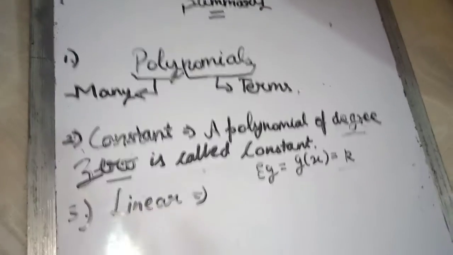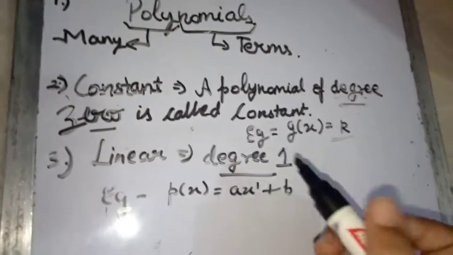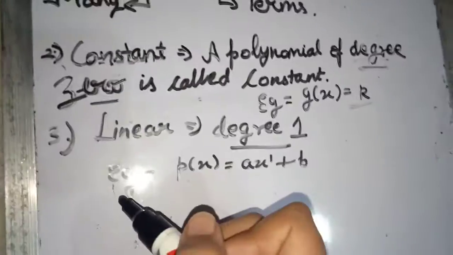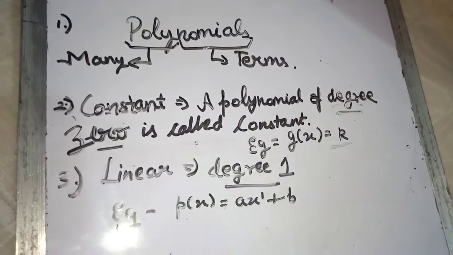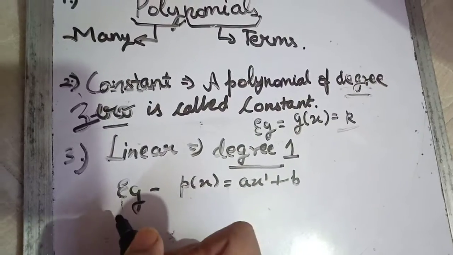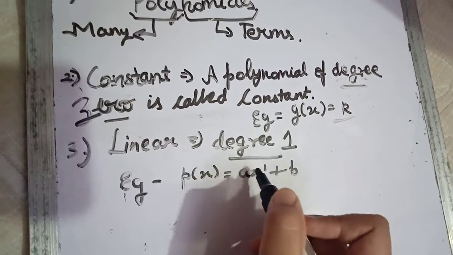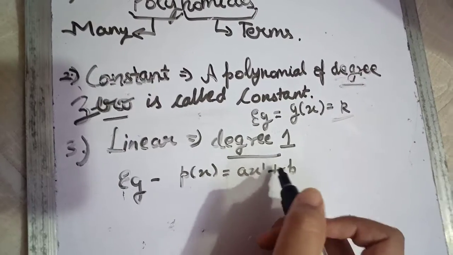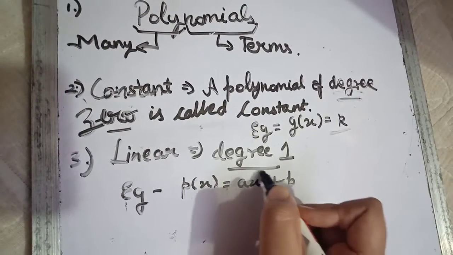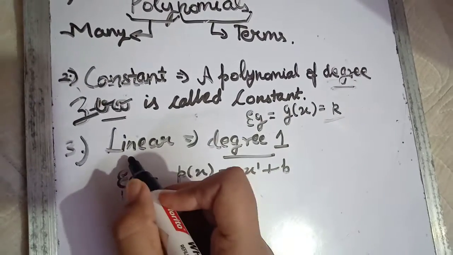So now the third point is that linear. Now linear is that degree 1. So now we have taken the example. The example we have taken p of x is equal to ax plus b. So now the degree is 1, the highest power is 1, so it will be linear.